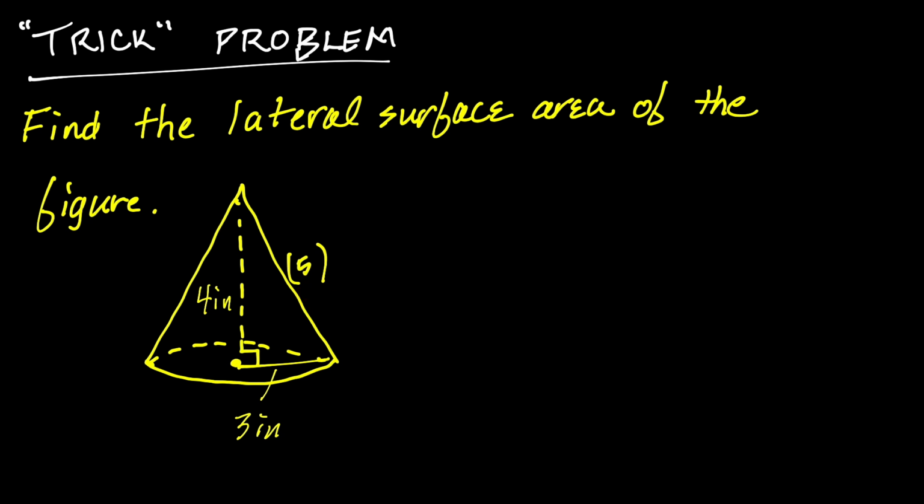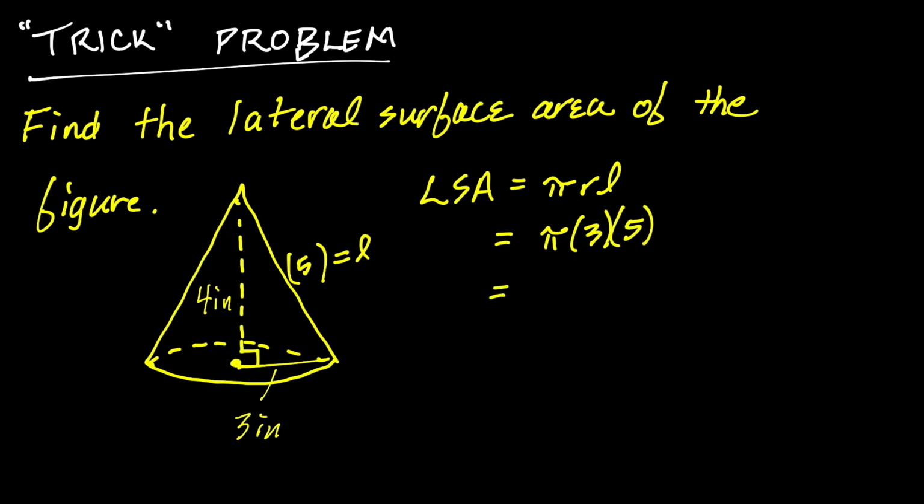So now I can go ahead and figure out my lateral surface area. I'm going to abbreviate that LSA, lateral surface area, because mathematicians are lazy by nature. So that becomes pi times the radius times the slant height, which I now know. This is the L. Let's see. Pi. My radius is 3. My slant height is 5. So that becomes 15 pi.